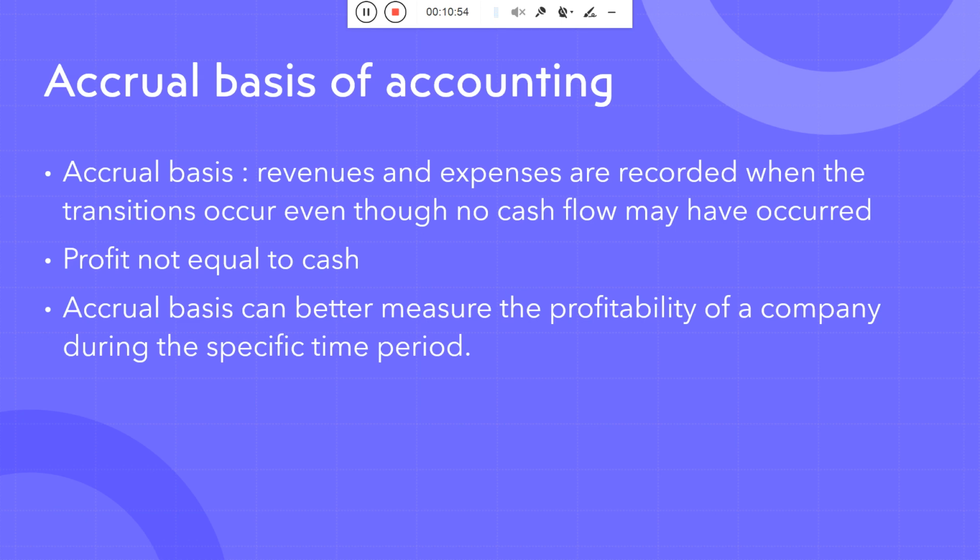Now the next point: what is accrual basis accounting? Accrual basis means every company generates some revenue, and every company needs to spend something to produce something, right? So revenue and expenses are the two things, and the difference between these two is nothing but the profit or loss of that particular organization. Revenue and expenses are recorded when the transaction occurs, even though no cash flow may have occurred.